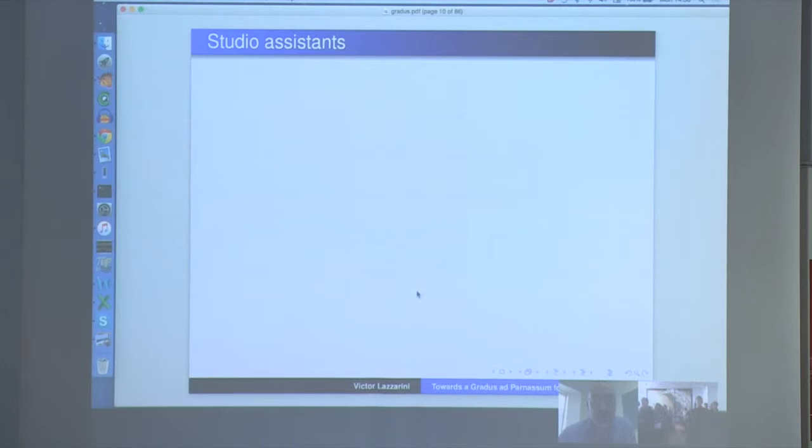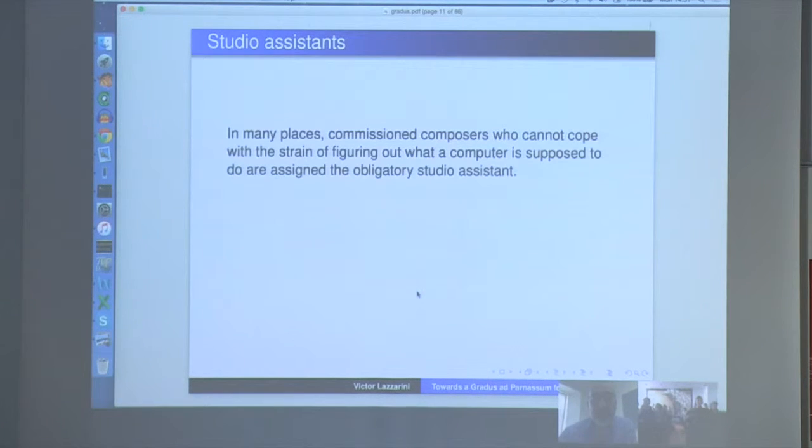So, what's the studio assistant? I know this slide is mostly dedicated to other countries where they don't know what the studio assistant is. But in France, you will know it very well, the position of the studio assistant. In many places, commissioned composers who cannot cope with the strain of figuring out what the computer is supposed to do are assigned the obligatory studio assistant. In fact, I think these days you're given a studio assistant by default.